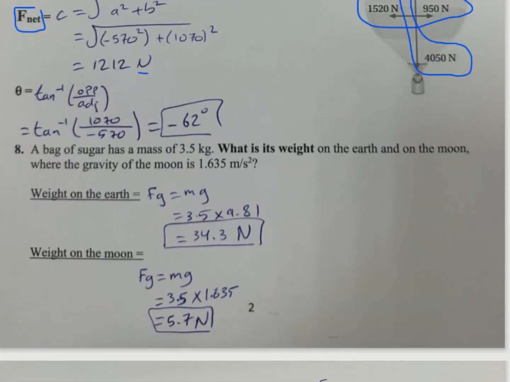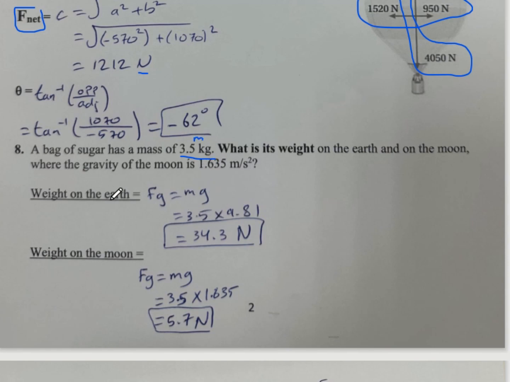Okay, here you have to find the weight on Earth and the weight on the Moon. First, the weight on Earth. What's weight? Weight is Fg, the gravitational force. Fg equals mg. So what is m? The mass is 3.5 kilogram, this is the mass, times gravity.